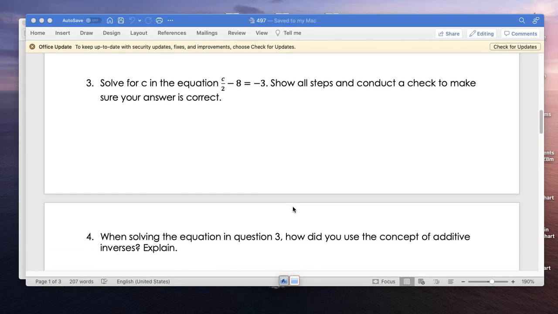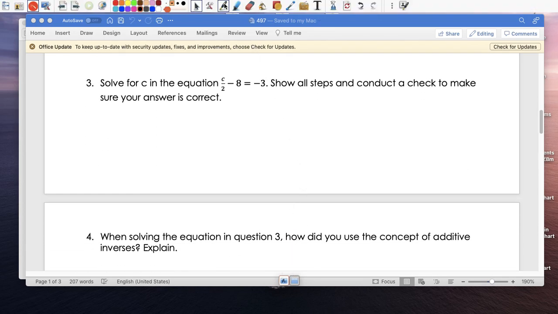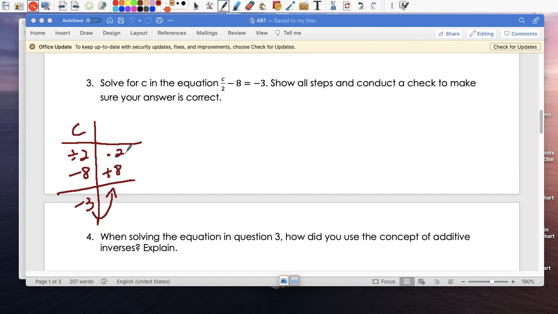Again, at some point you're going to be saying this is tedious, and I agree with you. So I have a variable c, which I divided by 2. I subtracted 8, and somehow it got me to negative 3. Inverse operations: I'm going to add 8 to both sides, and then I'm going to multiply both sides by 2 to give me my value of c.